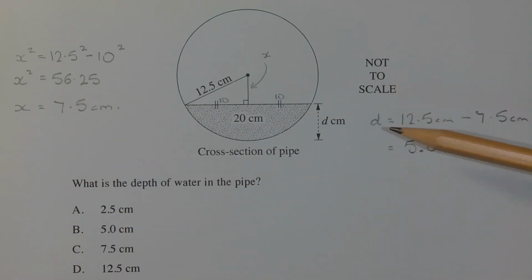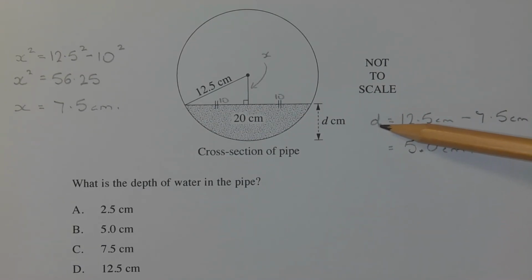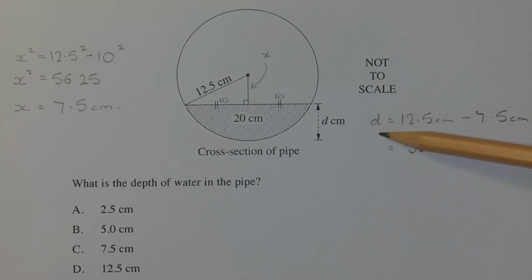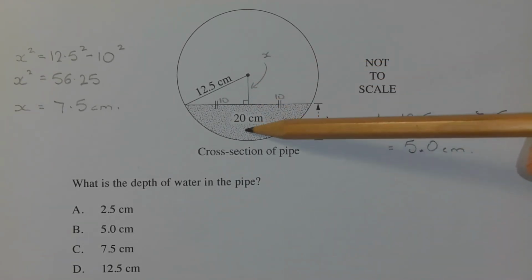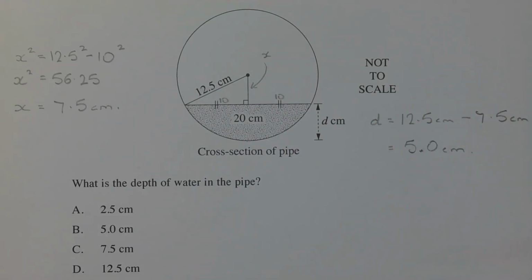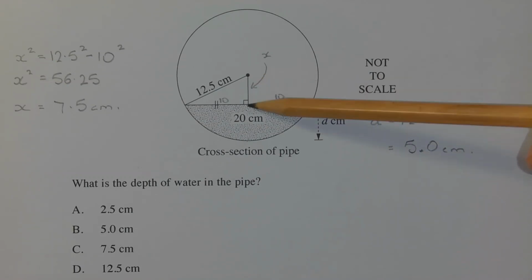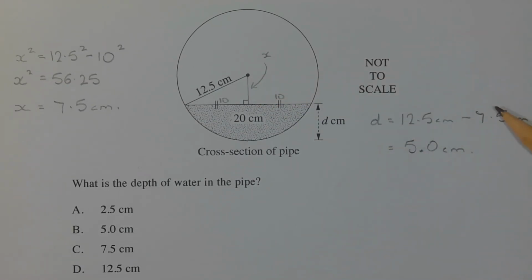So finally, to find the depth of water in this pipe, which is represented by the variable d, we take the radius of the circle, so that's the distance from here to here, 12.5 centimeters, and we subtract from that the length of the short side of this right angle triangle that we just found, which is 7.5 centimeters, and that equals 5.0 centimeters. Therefore, the correct answer is option B.